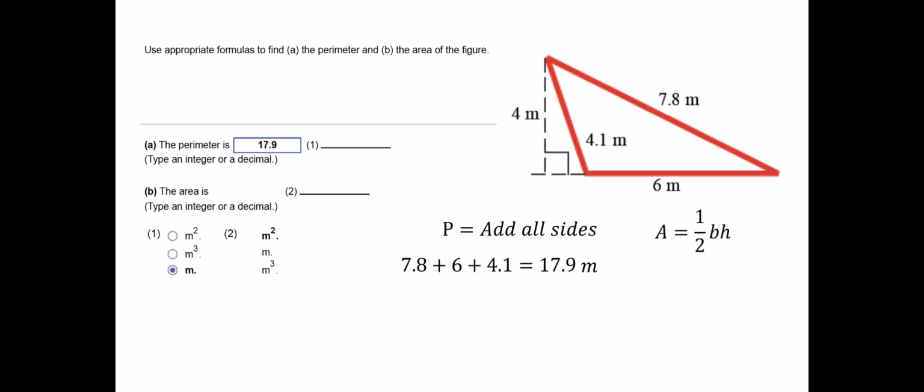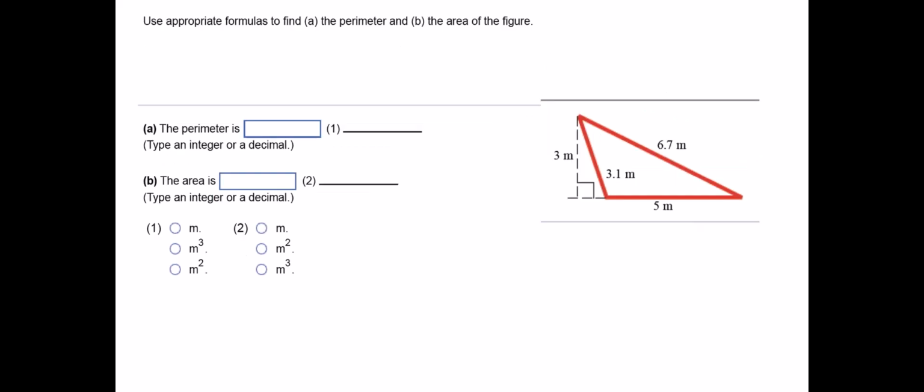For area, area equals 1/2 base times height. That means we'll have 1/2 times 6, the base. I think of the base as the bottom, so that's 6 meters. And the height, remember, that's the 90 degrees. That's 4. That means we'll have 1/2 times 24, which gives us 12. We'll have 12, and what's the units? Meters squared.